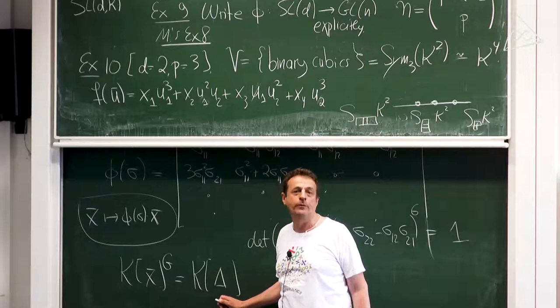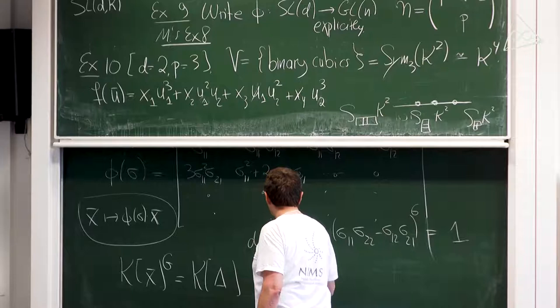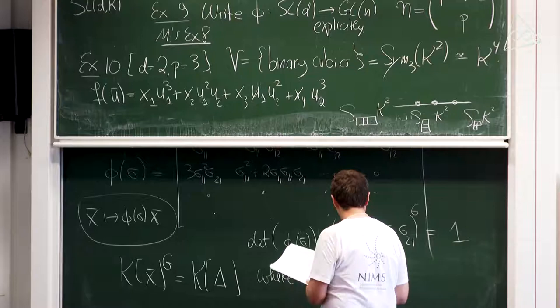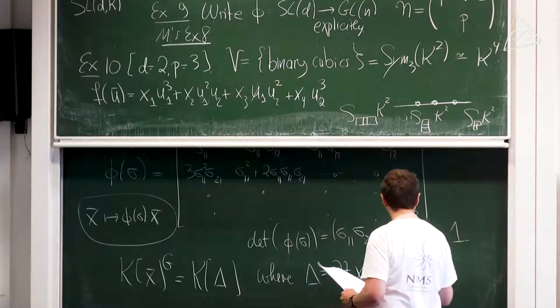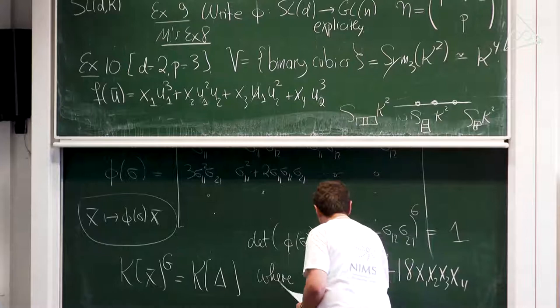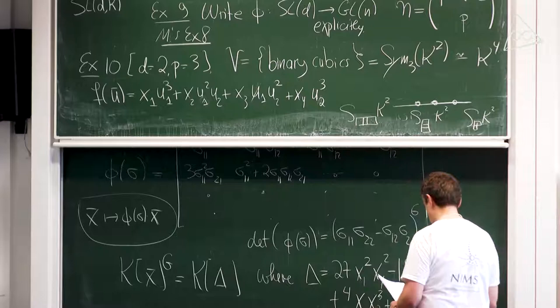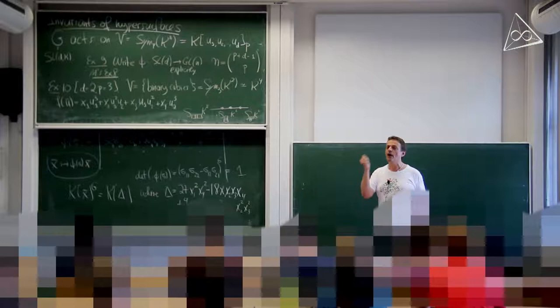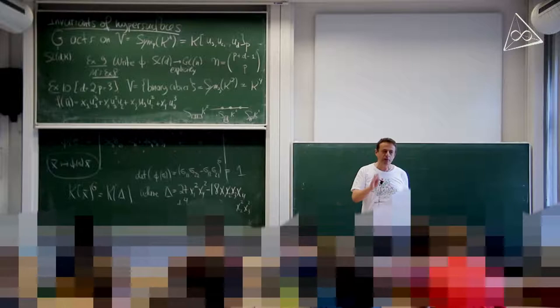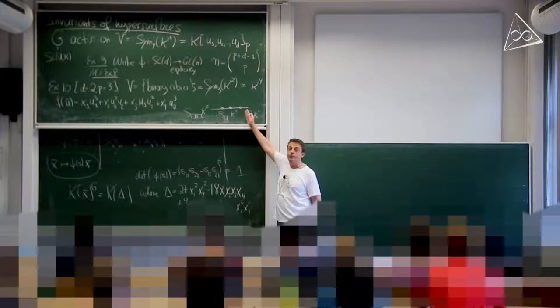And this one magical polynomial delta looks like this: 27 x1 squared x4 squared minus 18 x1 x2 x3 x4 plus 4 x1 x3 cubed, I'm sorry, that's a cubed here, and then plus 4 x2 cubed x4 minus x2 squared x3 squared. So that's a homogeneous polynomial, and that polynomial is invariant. According to Felix Klein, it expresses a geometric property of this cubic hypersurface in one-dimensional space.